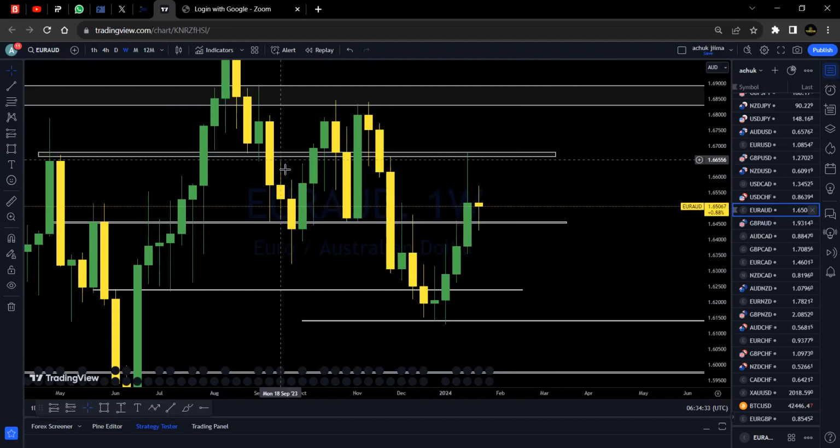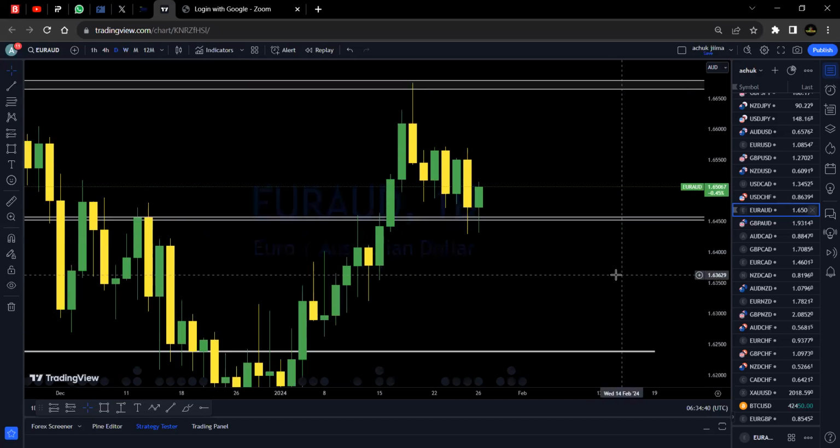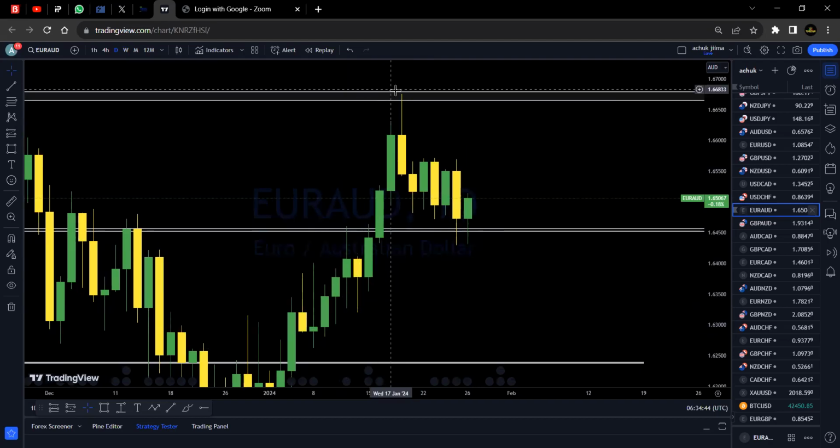So we don't have much more information, so we can come to the daily time frame. And on the daily time frame, you can clearly see what is possibly happening here. We have an area of impulse. We had this as an impulse, and then we had a possible correction, and now this support is holding price.